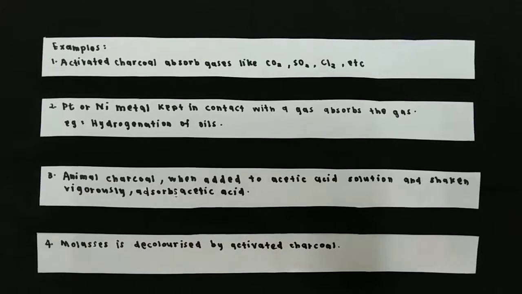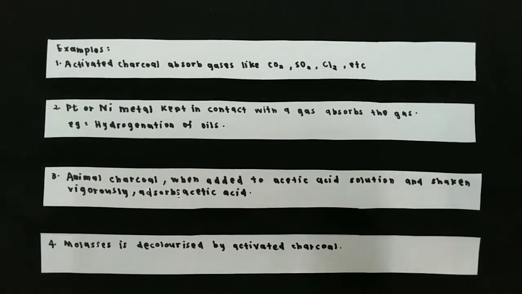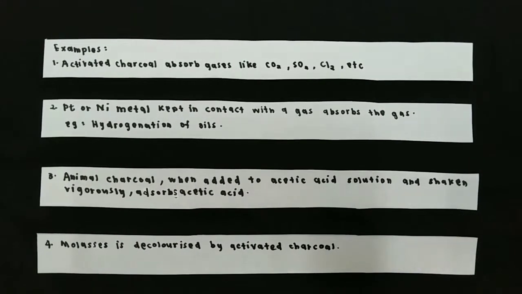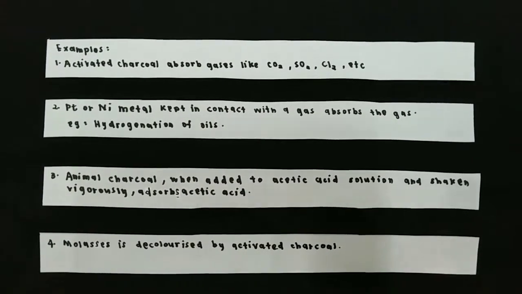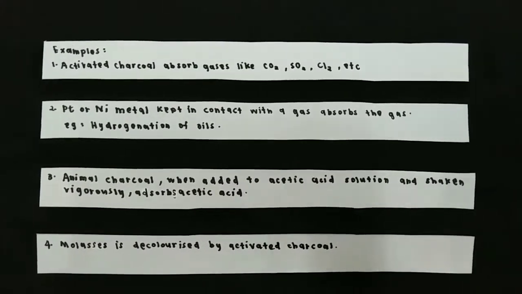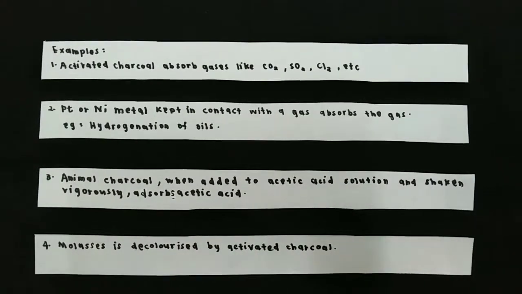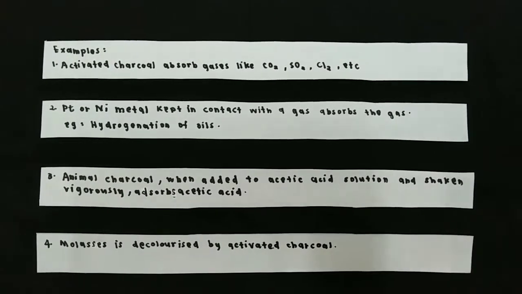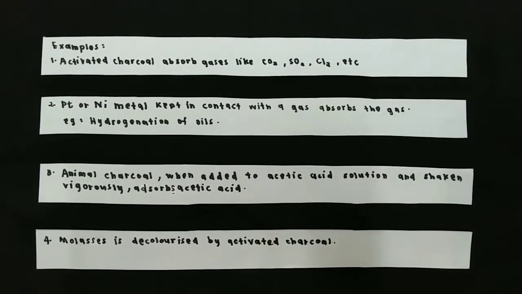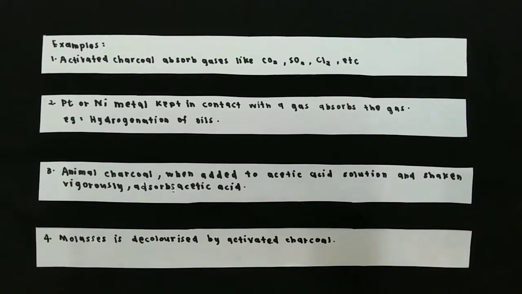Examples: activated charcoal adsorbs gases like CO2, SO2, and Cl2. Platinum or nickel metal kept in contact with a gas adsorbs the gas, for example, hydrogenation of oils. Animal charcoal, when added to acetic acid solution and shaken vigorously, adsorbs acetic acid. Molasses is decolorized by activated charcoal.